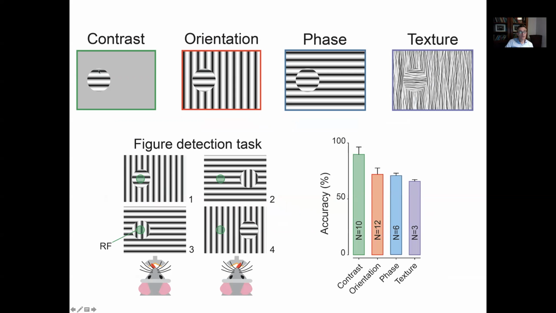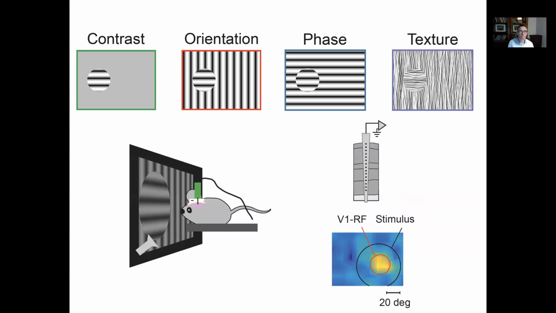So here is just a contrast detection task. You see that the mice reach about 90%. If they need to segregate a figure from the background based on orientation, their accuracy drops to about 70%. And that's the same for a phase-defined figure and also for a texture-defined figure. So they can do this. Okay, we were really excited because now we can use the very many powerful tools that are there to study the visual cortex in mice.